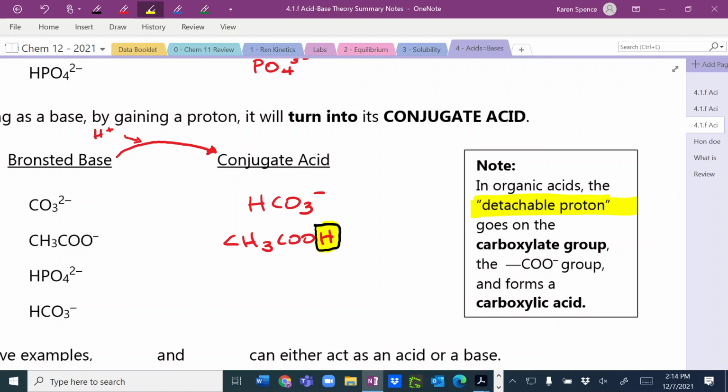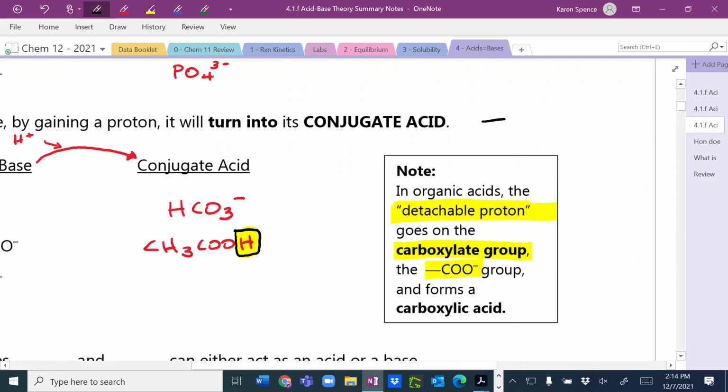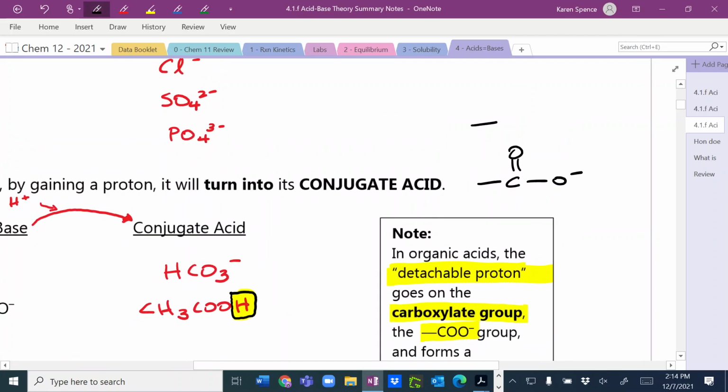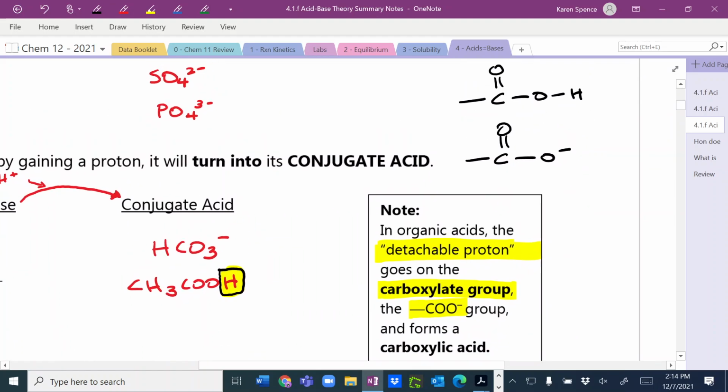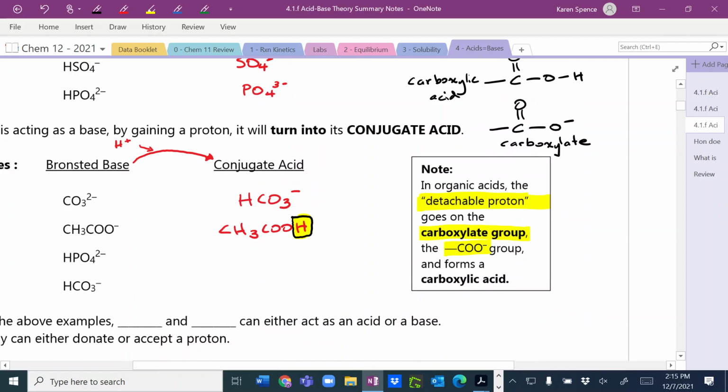Okay. And this next little bit is important if you're in biology or if you're planning on going further with chemistry in university. The detachable proton goes on what's called the carboxylate group, and that is the COO minus. If you're interested, it actually looks like this: C double bond O, and then there's a negative charge. And then if we add on the H, it's C double bond O, bond H. Yes? So that's carboxylate, and that is carboxylic acid. You can have anything attached to those, and those are important groups. But if you're not doing bio, and if you're not carrying on with chemistry after high school, then you don't need to worry about that.